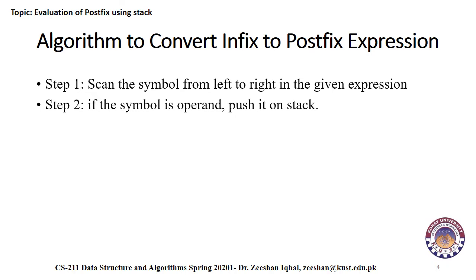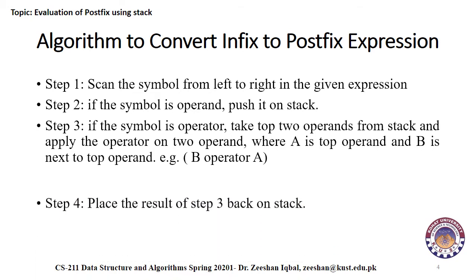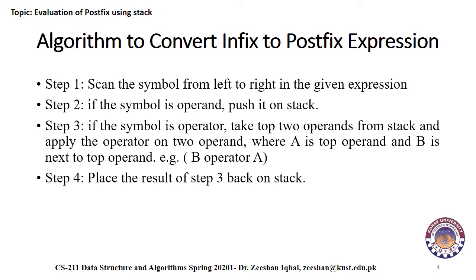In the next step, if the symbol is an operand, push it directly onto the stack. Step 3, if the symbol is an operator, take the top two operands from the stack and apply the operator on the two operands, where A is the top operand and B is the next to top operand. For example, apply B operator A. In step 4, we will place the result of step 3 back on the stack. And step 5 includes the continuation of the above process until the end of the expression.